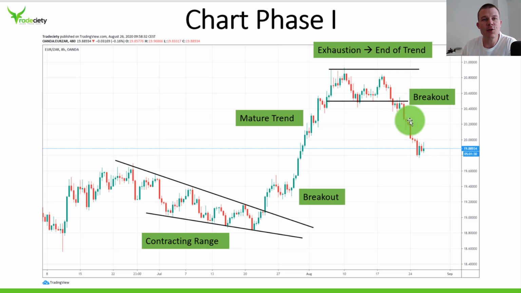So right now, your task is to look at your last 10, 20 trades and ask yourself, what is the concept and what is the phase that I usually try to trade?